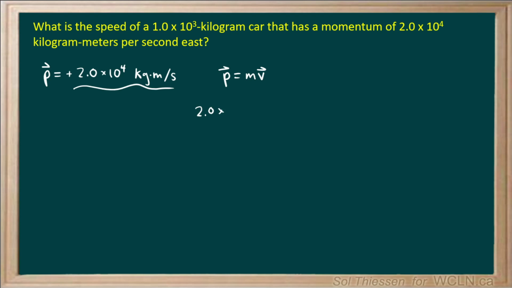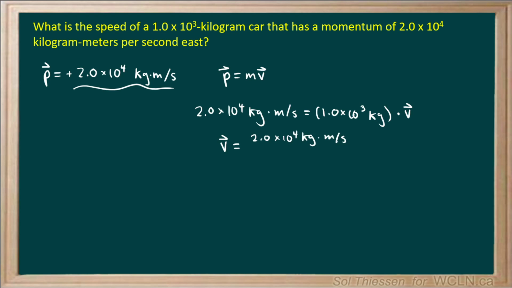That'll give us 2 times 10 to the power 4 kilogram meters per second equals the mass of the car, which is 1 times 10 to the power of 3 kilograms, and that's multiplied by the velocity. So now to get velocity on its own, we divide both sides by 1 times 10 to the power of 3 kilograms. That leaves us with velocity equals 2 times 10 to the power of 4 kilogram meters per second divided by 1 times 10 to the power of 3 kilograms.